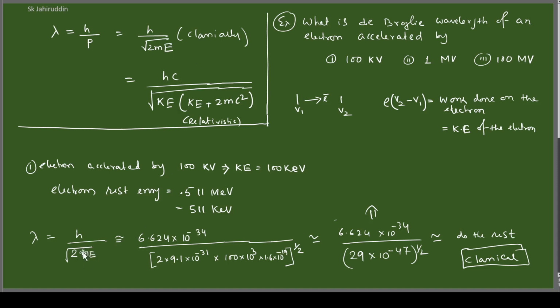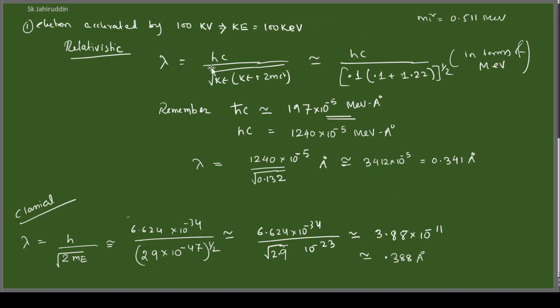So if I substitute that 100 keV of energy in the classical result, then if you do the calculation by yourself, I've already written it there, the result will be around 0.388 Angstrom. And if we do a relativistic calculation, that's hc by square root of KE times KE plus 2mc squared. There, mc squared is 0.511 MeV.